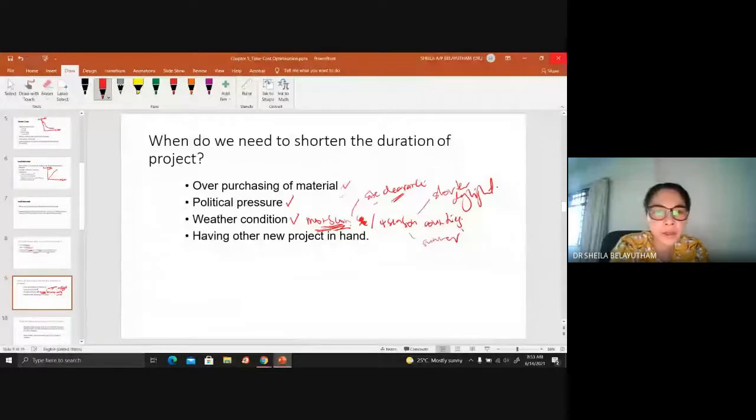Okay, other reasons that we might need to shorten the duration, basically having other project in hand. So this one, it relates with contractors who are having several projects in hand. Okay, so probably they have one which is already 80%, one more which is starting 0%. So of course they want to complete the one in hand quickly so that they can move on to the next project. Okay, so for any question on this?